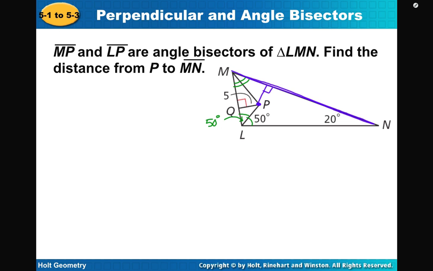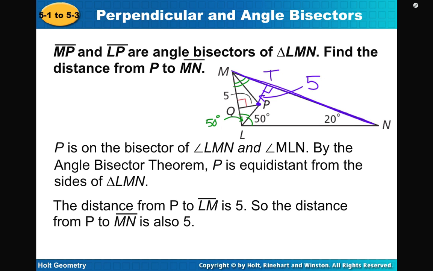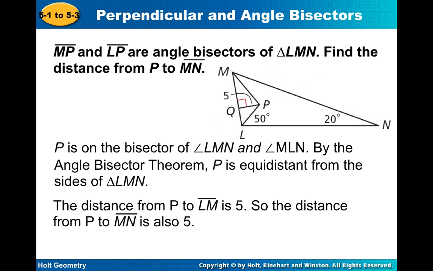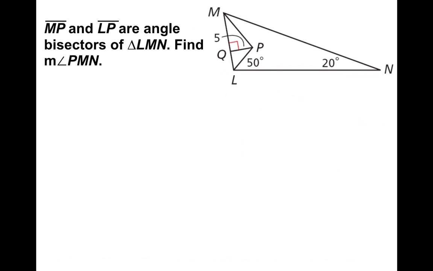Well, P is equidistant since it's on MP. MP is an angle bisector. P's the same distance if you go to the side MQ, or if you go to the side MN, we'll call it T. Sorry. So PQ and PT will be the same length. So how far is P from that side? 5 units, just like PQ is. I'll take off some of those markings so you can see again what that looked like to start with. So read the directions to figure out what it's telling you.